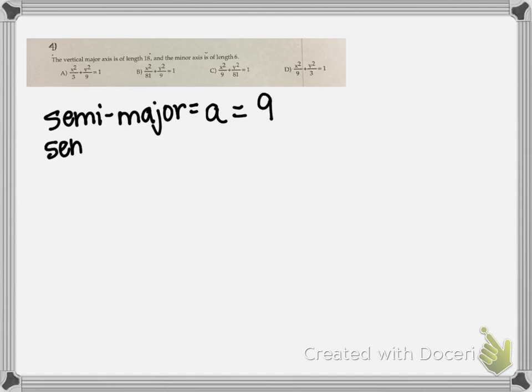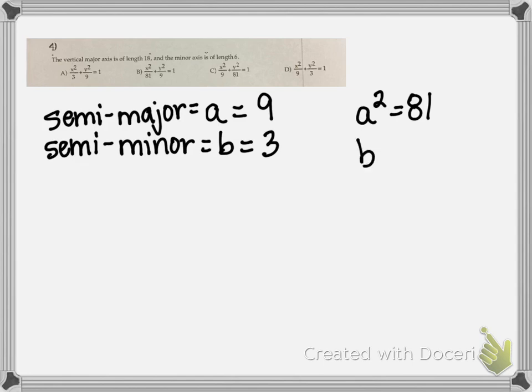And then my semi-minor is going to be my B value, and that's going to be 6 divided by 2, which is 3. So my A squared is going to be 81, and my B squared is going to be 9. Now, the other thing that it told me in the problem is that my major is my vertical, so that means that my major has to be on my y-axis. And it actually didn't say, but if the other one's vertical, then this last one has to be horizontal.